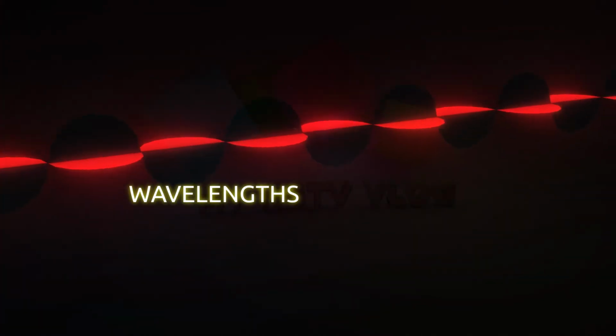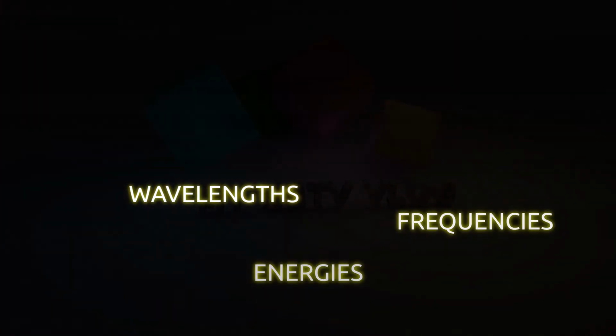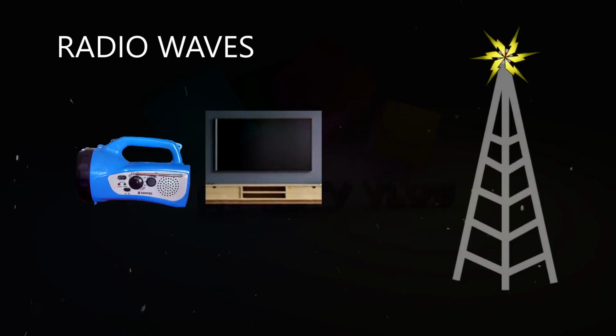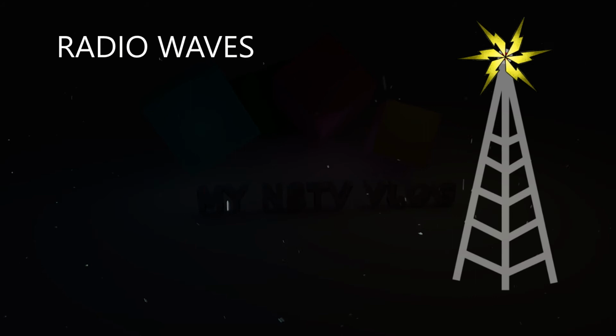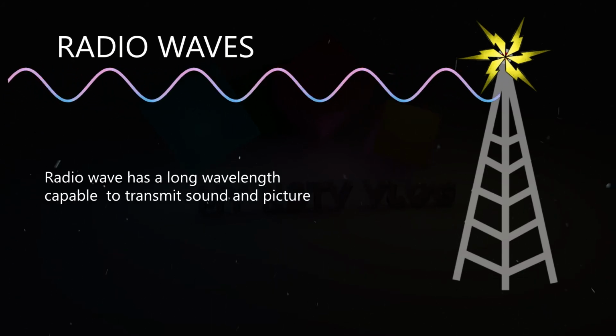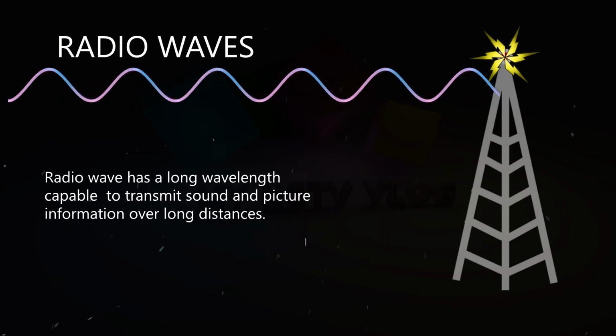Electromagnetic waves have practical applications which depend greatly on their wavelengths, frequencies, and energies. The following are some practical applications of electromagnetic waves. We'll start with radio waves. Radio waves are used in radio and TV sets. Radio and television signals are radio waves that are produced by making electrons vibrate. It has a long wavelength capable of transmitting sound and picture information over long distances.